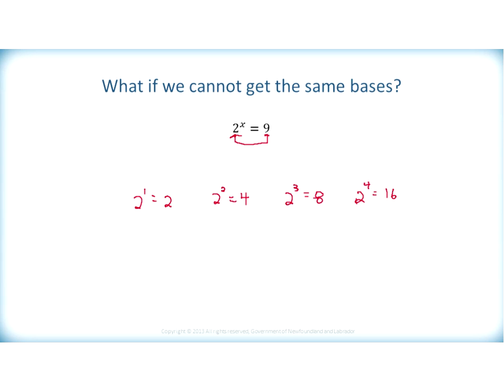So 9 falls somewhere in between 8 and 16. Therefore, x is somewhere between 3 and 4. We're going to solve problems like this, where the equation cannot be written with the same base. We're going to investigate problems like this in Chapter 7.